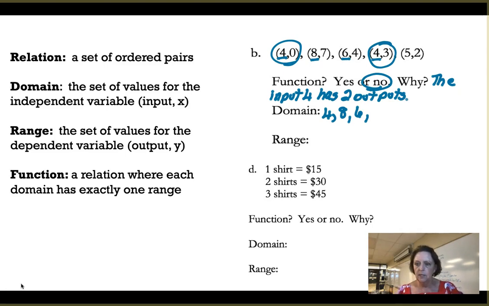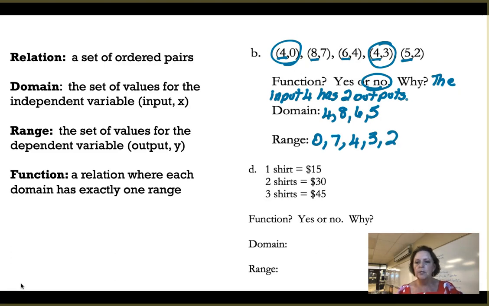Now let's finish listing our domain, which is our x values. And then notice I only had to list 4 once. Don't have to repeat it. And my range, I'm going to list my y values.